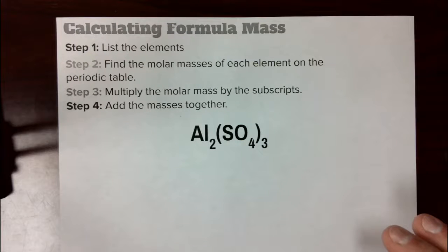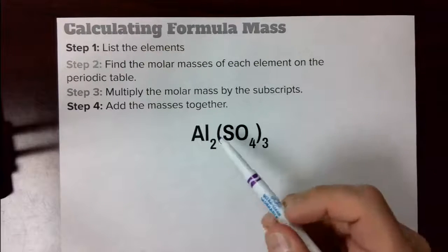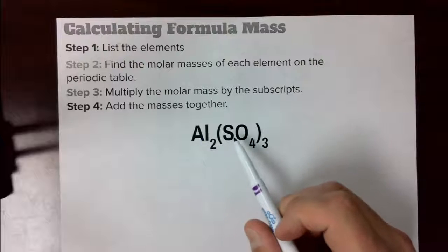Alright, ladies and gentlemen, we're going to do another example of calculating formula mass. We have a different formula this time: Al2(SO4)3, aluminum sulfate. So the first thing we're going to do is list our elements. Every capital letter tells us a new element.